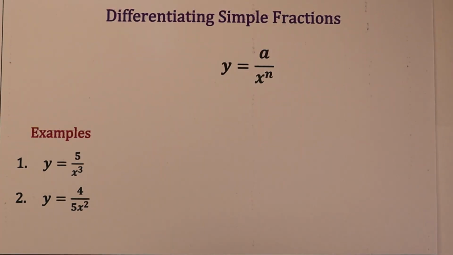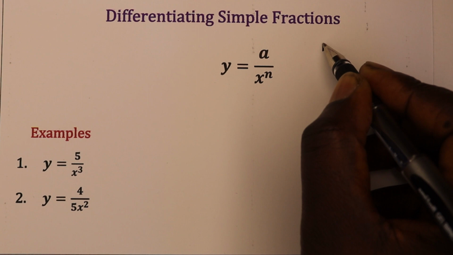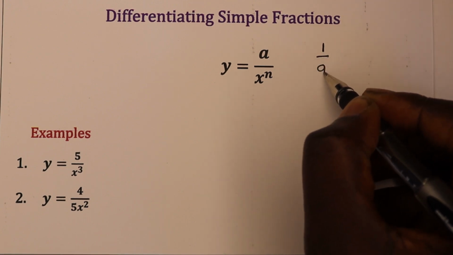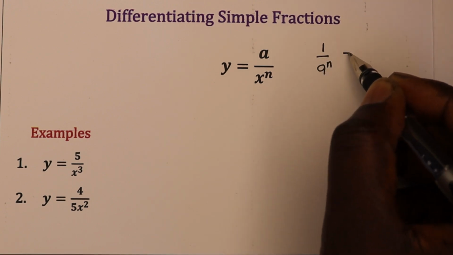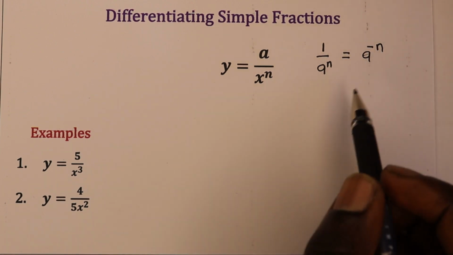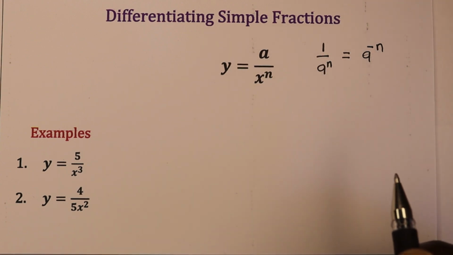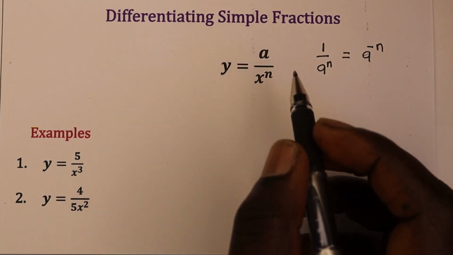So let us look at this category of functions. You can get a function which we refer to as simple fractions. In a case like this, you will actually apply the laws of indices to rewrite the function. So remember, according to the laws of indices, if you have 1 over a number a raised to power n, then you can rewrite that as a raised to power negative n. So we're going to employ this relationship to rewrite the function before we can actually differentiate that.